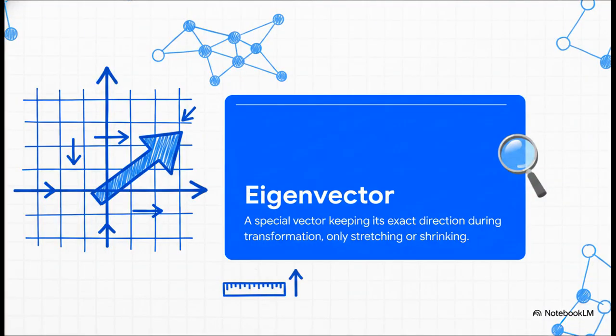Assuming we haven't collapsed our space, we need a secret weapon to find the most stable, reliable directions hiding inside all these massive AI transformations. Enter the eigenvector. While a matrix transformation is busy rotating and shearing the space, making normal vectors totally change their direction, an eigenvector is special. It magically keeps its exact original direction. Literally, the only thing that happens to it is it stretches or shrinks in size. And the specific amount it stretches or shrinks, that's measured by its corresponding eigenvalue.